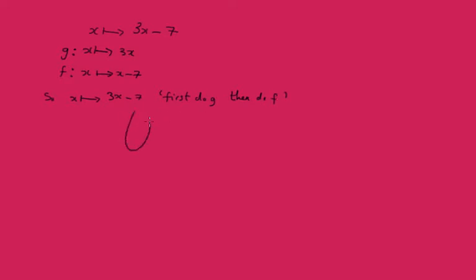So let's see, we've got x here, and then first we're going to do g. This is g of x, so we do g, which is the multiply by 3. Then we do f, which is subtract 7. So then we have f of g of x. So f of g is the composite function.